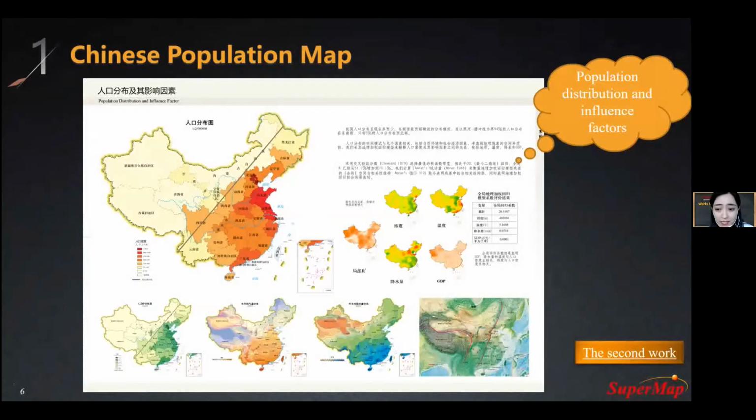And in this area, the author lists the border of the country, including some small islands. So we should make a complete map according to the regulation of your own country.